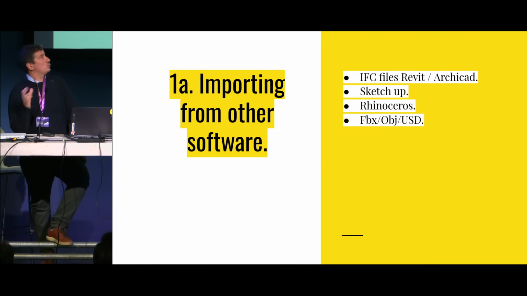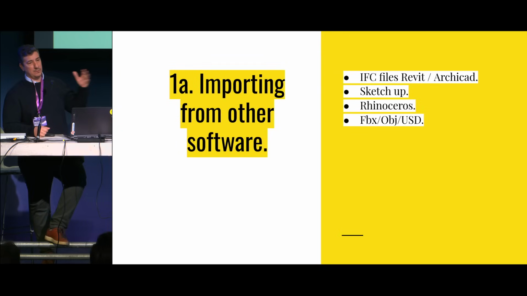Usually we get BIM files from Revit and ArchiCAD. Those are the main programs used in BIM. So we try to get IFC files. Then we have a lot of studios that are still working with SketchUp, so we get SketchUp models, Rhinoceros, and then, of course, for other software, we have exchange files that are FBX, OBJ, and USD.